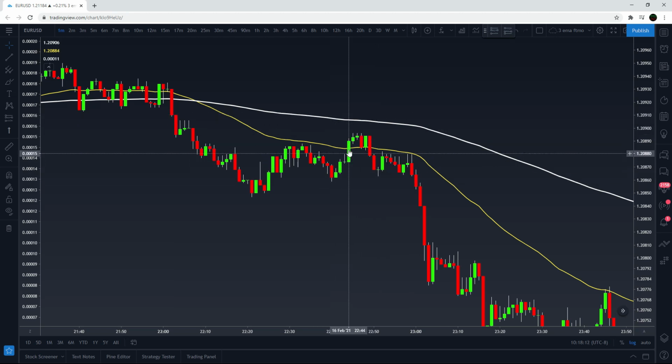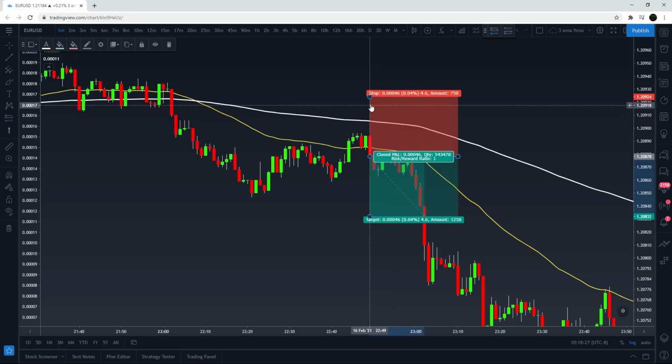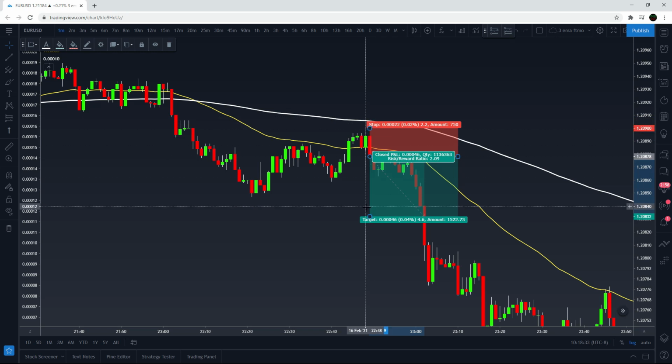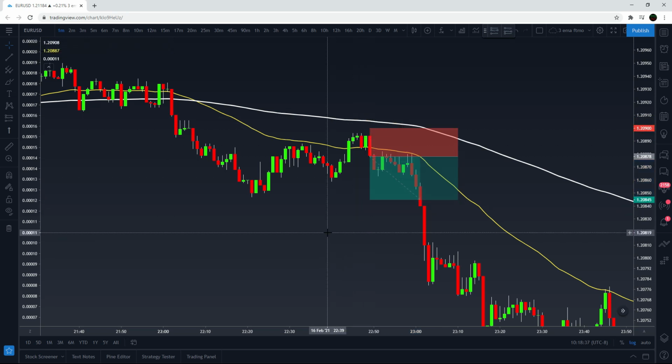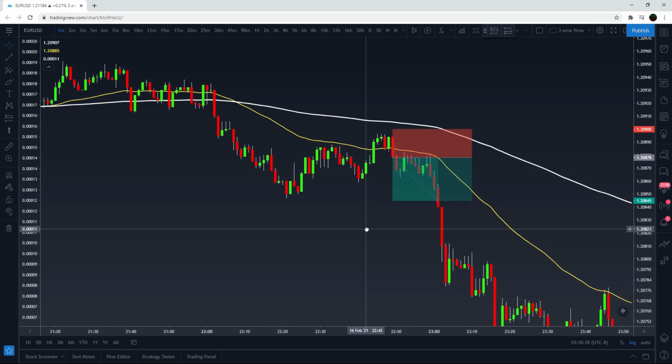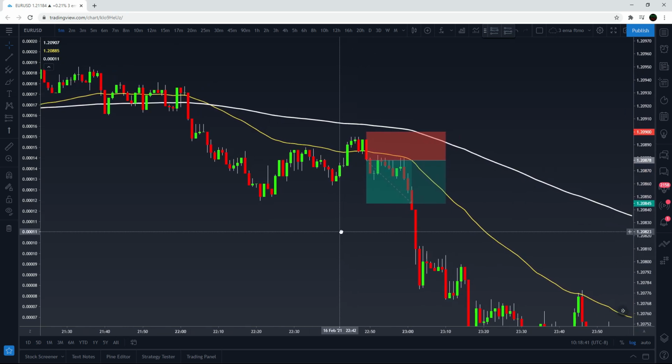So here we get the pullback into the 50 after the cross down. We're looking for a red candle to close back down below the 50, happens right here. That's our entry candle. And the stop loss is going to be 2 times the ATR for this test, so 2.2 pips. And targeting 1.5 times the risk. So this is the strategy. This is the test that I'm going to be doing here.